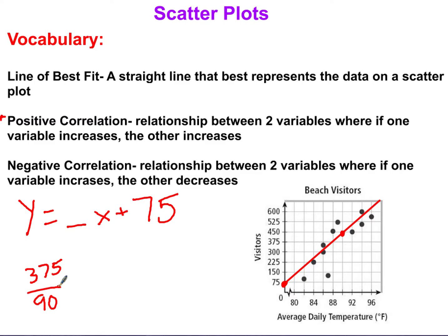I can then reduce this, of course, by dividing both by 5. I'm just going to do that real quick on a calculator to save us some time. So 375 divided by 5 is 75. 90 divided by 5 is 18. Okay, I think I can divide that again by 3, and I will get 25 over 6.